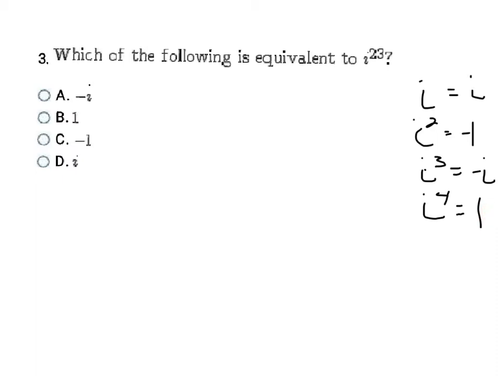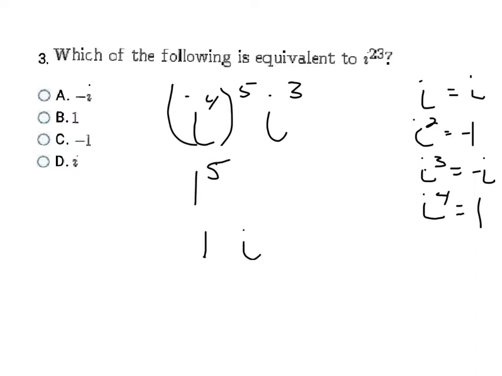Because the first thing you're going to do is, okay, how many times does 4 go into 23? So 4 goes into 23 5 times with a remainder of 3. So what that means is I can rewrite i to the 23rd power like this. And so i to the 4th is 1. And 1 to the 5th power is still 1.